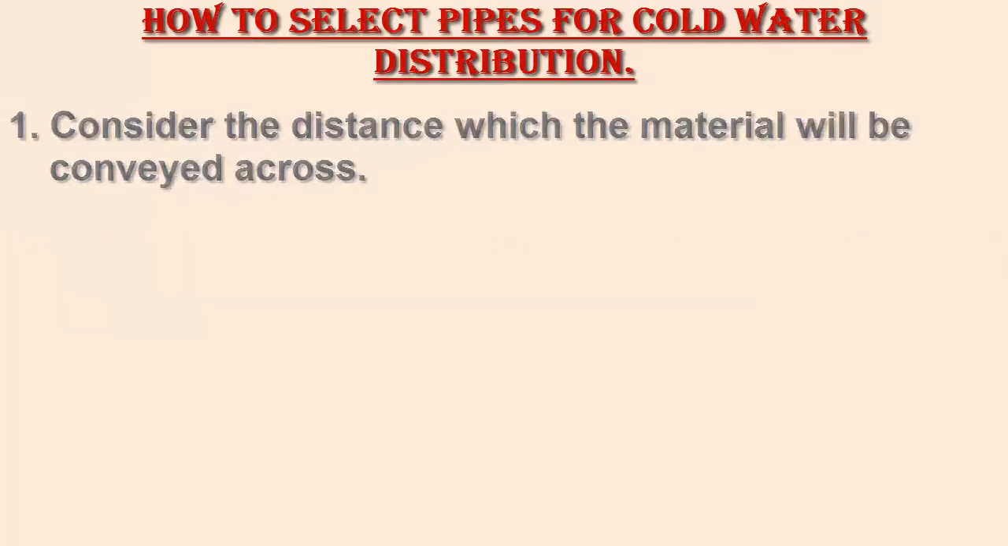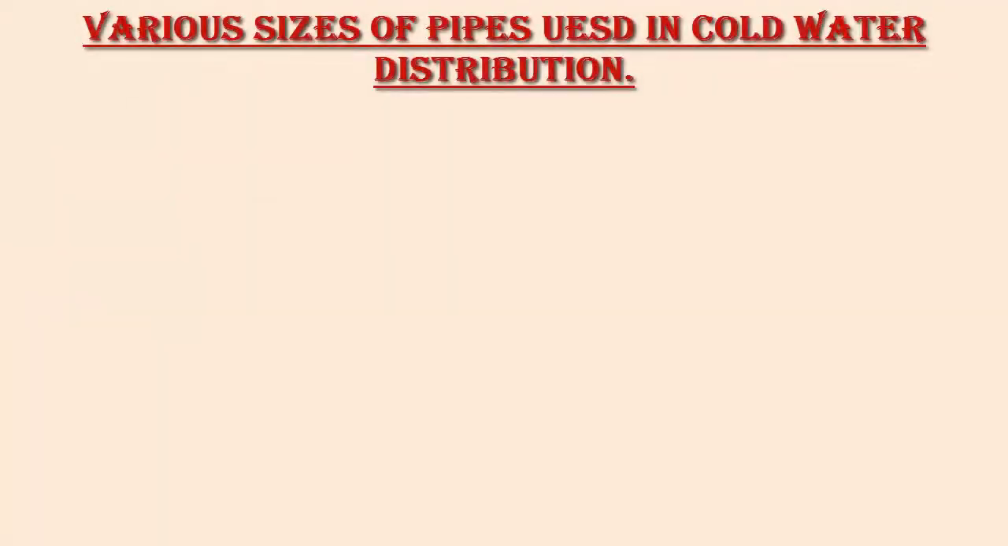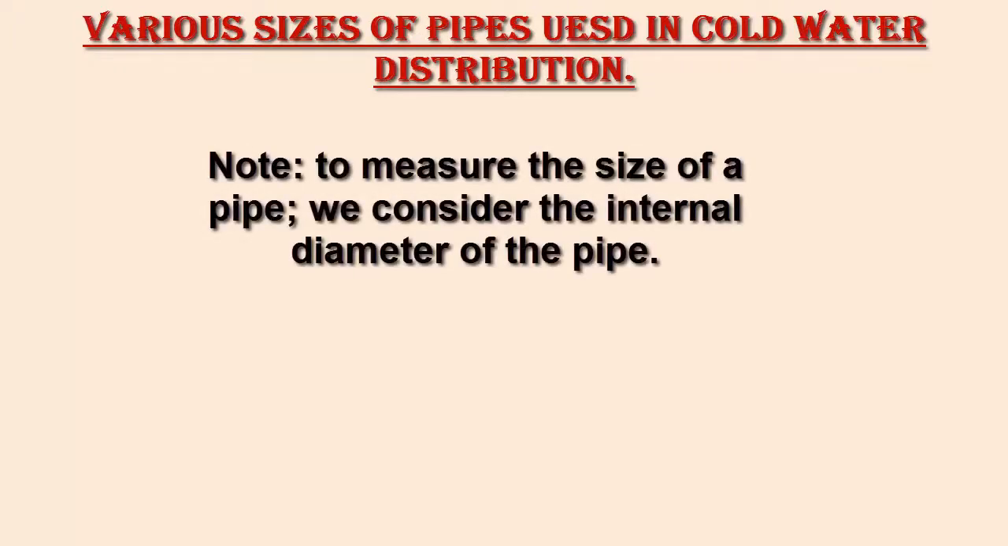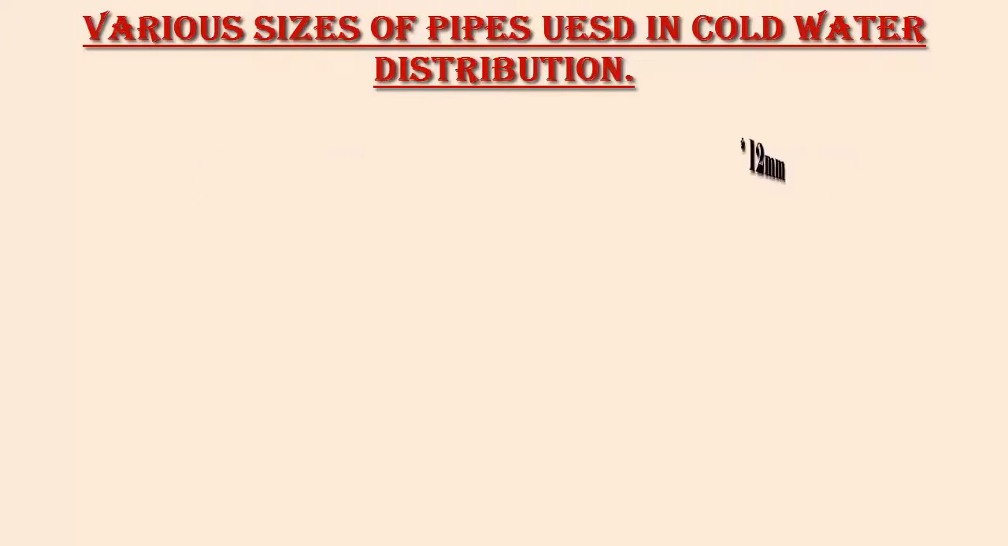Now, we shall look at the various pipe sizes we have. Commonly, we have the 12 mm, which is a very small one. When we talk about a pipe, how do we measure its size? You look at the internal diameter of the pipe. That is what determines the size of a pipe. So when we look at a pipe of 12 mm, we are looking at the internal diameter of that pipe.